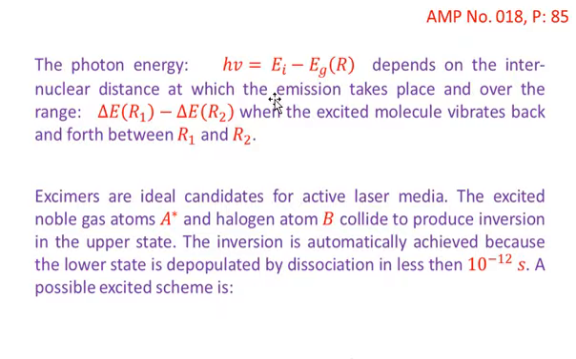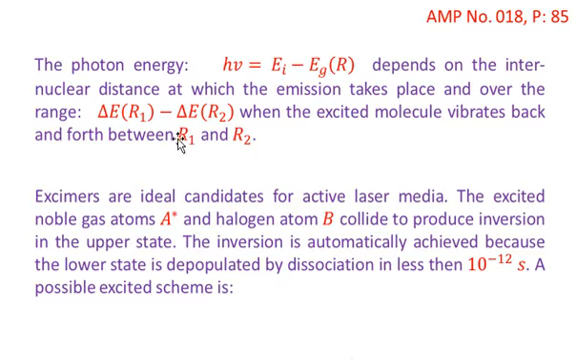The photon energy h nu is equal to EI minus EG as a function of R. It depends on the internuclear distance at which the emission takes place, and over the range delta E as a function of R1 minus delta E as a function of R2, where R1 and R2 are two internuclear separations, when the excited molecule vibrates back and forth between R1 and R2.